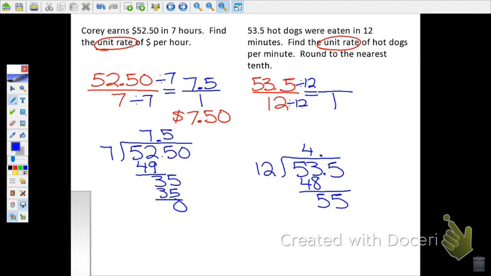55. How many times does 12 go into 55? 4 times. 48. Subtract. Got a 7. Bring down a 0. How many times does 12 go into 70? That's 60. We get 10. Bring down another 0. How many times does 12 go into 100? 8. 8 times 12 is 96.